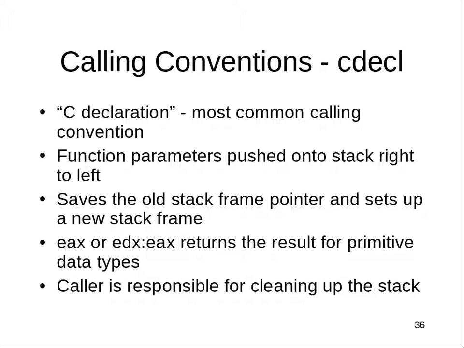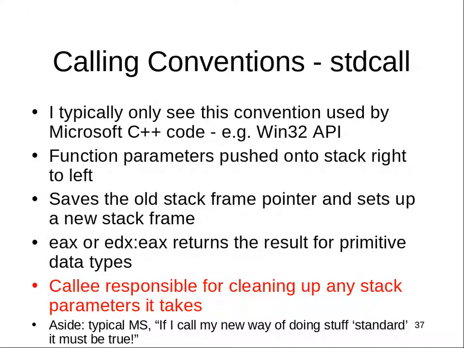So C declaration, most common. Function parameters are passed onto the stack right to left, basically in inverse order because it's a stack. It saves the old stack frame pointer and sets up a new stack frame. EAX or EDX, and so forth, returns the result if necessary. The caller is responsible for cleaning up the stack. In other words, the caller who's calling the function sets up the function to use these, and then when the function returns, the caller cleans up the stack. I said that all earlier, so it should be nothing new.